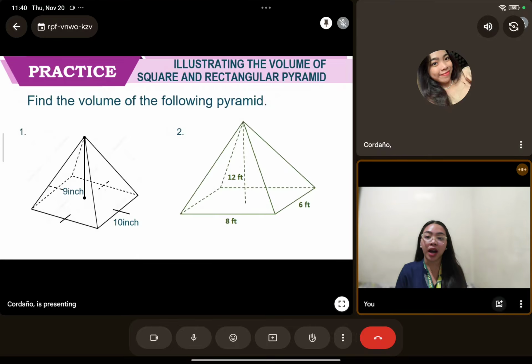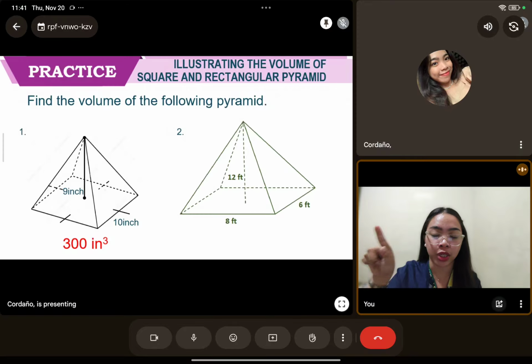Let's try the number 1. Okay. So, the type of pyramid in number 1 is square pyramid. Okay. So, we will get 300 inches cube. Okay. Don't forget the cube ha. Yung lalagyan ng cube sa taas kapag volume. Next. Ayan. 192 feet cube. Don't forget.